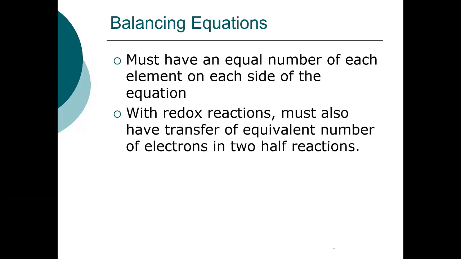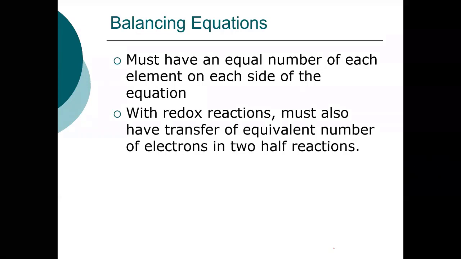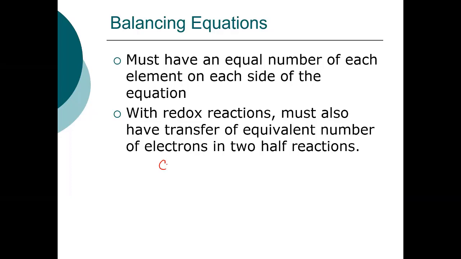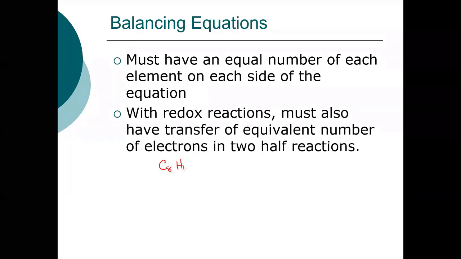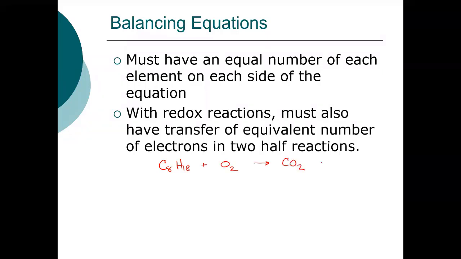So when we look at balancing equations, we need to think of balancing the elements on either side of the equation. And if we're looking at redox reactions, then we need to look at balancing the number of electrons that are transferred. So for example, and we'll use this reaction in an example, if we have octane reacting with oxygen by perfect combustion to form CO2 and water, we can balance this reaction.